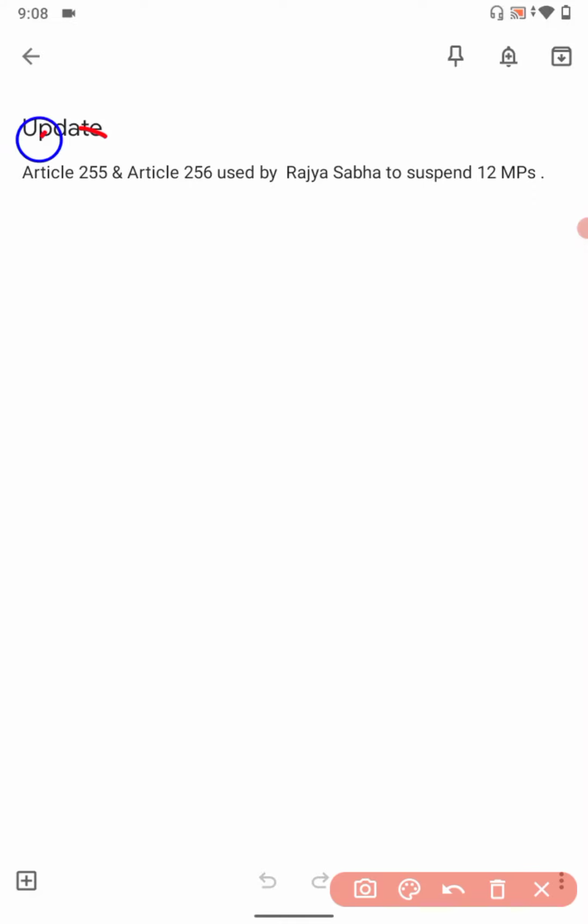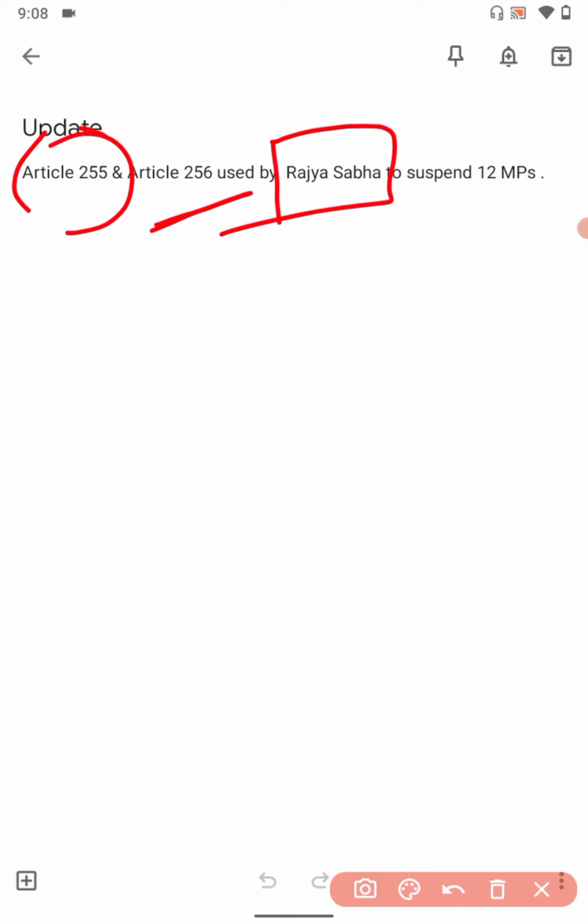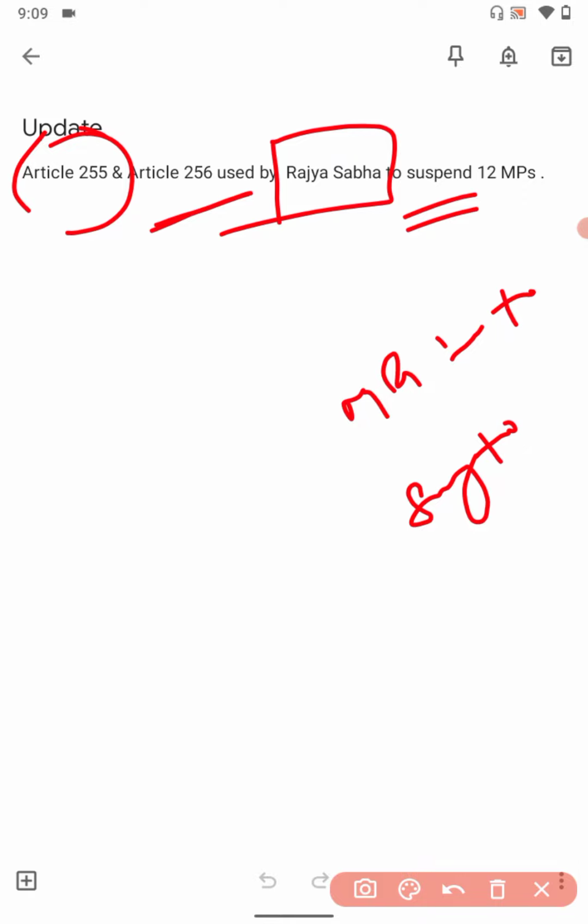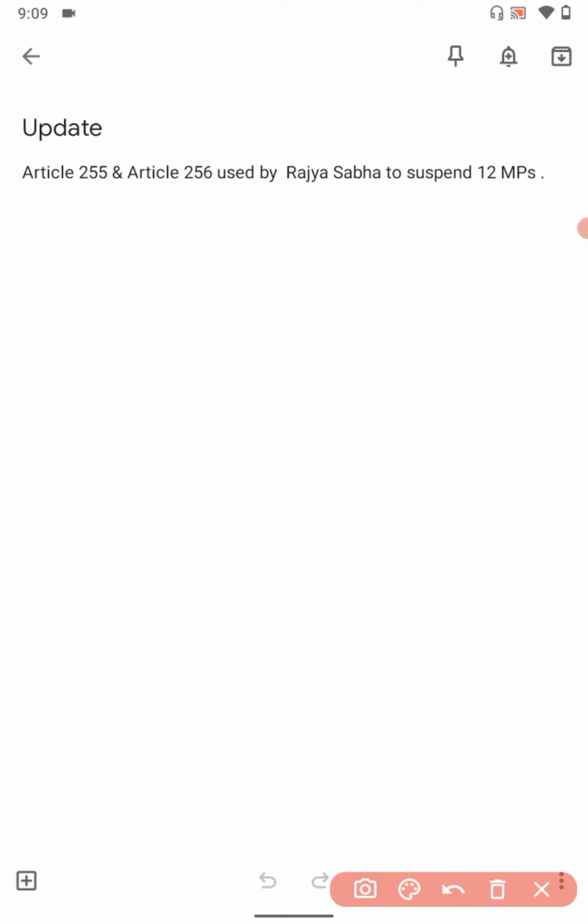Article 255 and Article 256 have been used by Rajya Sabha to suspend 12 MPs. Generally, if this happens, the MP has to say sorry to the assembly, but it did not happen. So, by the rule, they are suspended for the rest of the session.